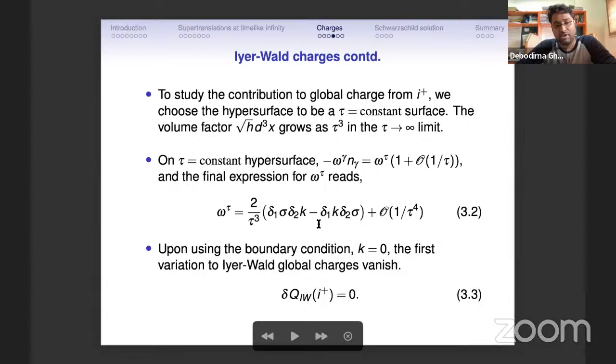So now one can see that if one uses the boundary condition trace of K_AB equals 0, the first variation of the higher spin global charges vanishes, which implies that the contribution to the symplectic flux from I plus also vanishes. So one can now construct future localized charges on a two-dimensional surface which encloses the sources at time-like infinity.